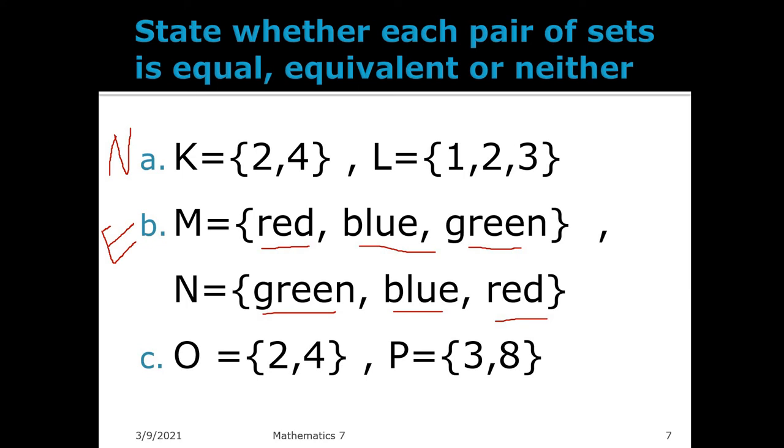Let's have letter C. Set O has 2 and 4, and set P has 3 and 8. They have exactly different elements, but both have 2 elements. So we can say that this is equivalent. Sets O and P are equivalent because they have 2 elements each.